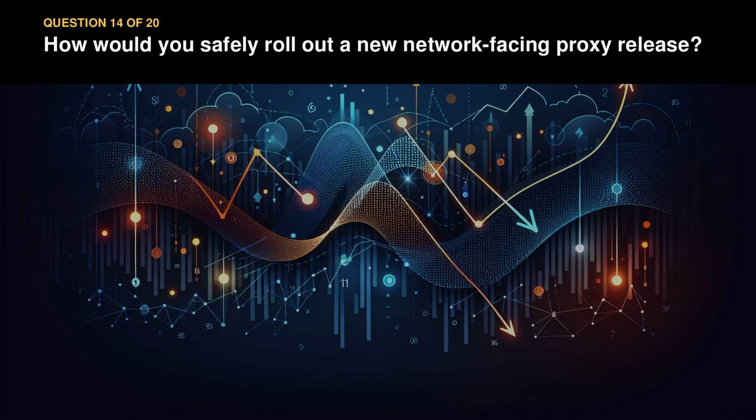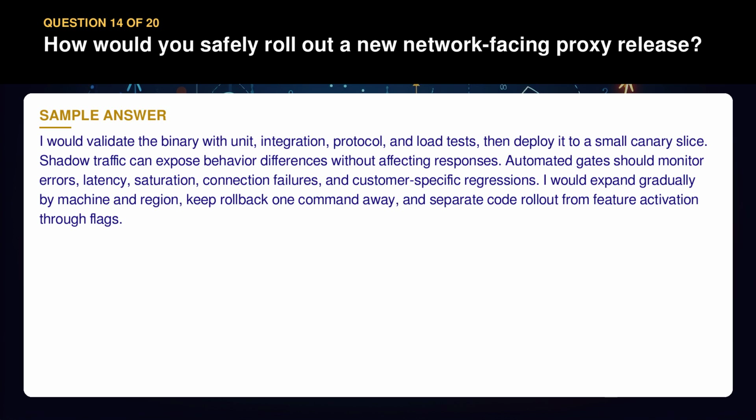Question 14. How would you safely roll out a new network-facing proxy release? I would validate the binary with unit, integration, protocol, and load tests, then deploy it to a small canary slice. Shadow traffic can expose behavior differences without affecting responses. Automated gates should monitor errors, latency, saturation, connection failures, and customer-specific regressions.